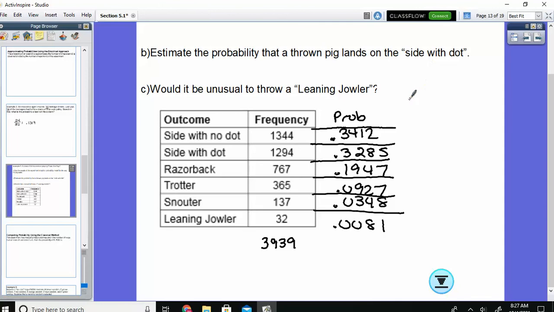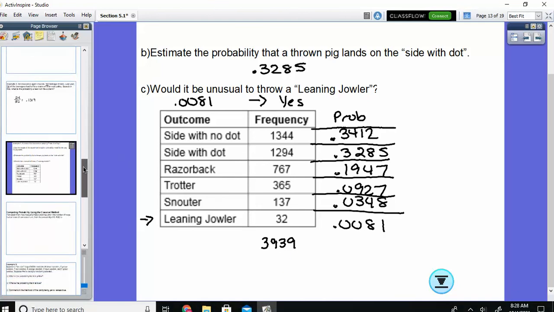So part B, estimate the probability that a thrown pig lands on a side with a dot. Would it be unusual to throw a leaning jowler? Yes. What's the probability of a leaning jowler? 0.081%. Right, so that's 0.81%. We said if it's less than 5%, that would be unusual. So this would definitely be an unusual one. All right. So far, so good?